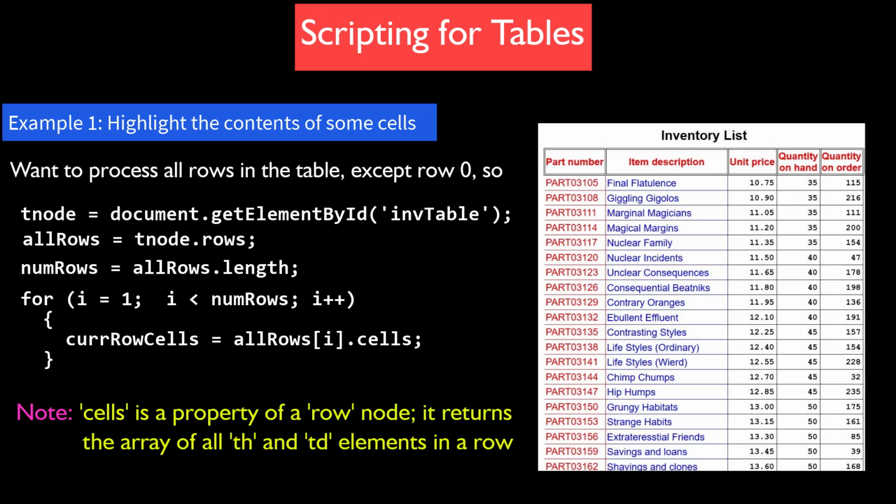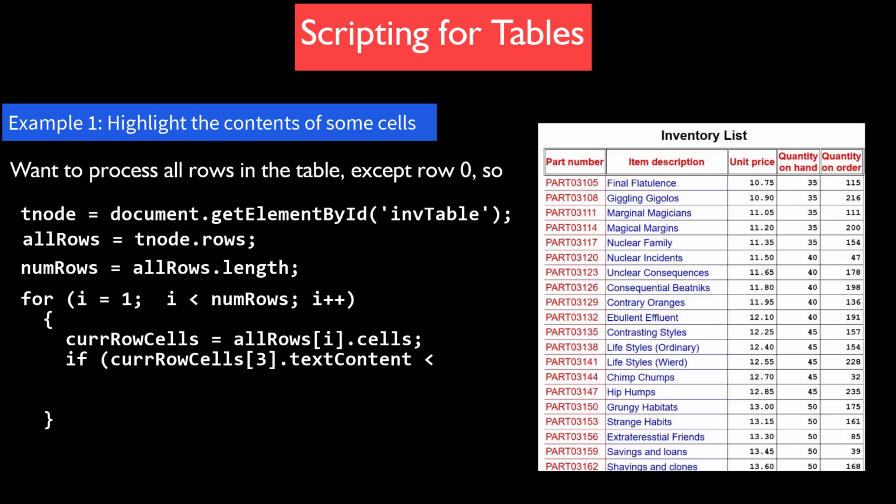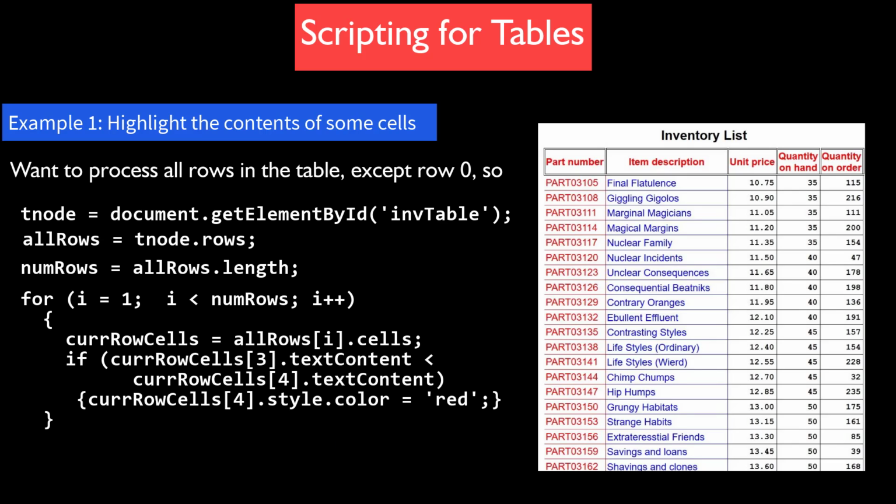Now, of all the cells in the current row we're processing, we want to see if the content of cell 3 is less than the content of cell 4. And if so, set the color in cell 4 to red. So here's our code. Our if statement says curRowCells[3].textContent. So what's in the current row, cell number 3? If it's less than curRowCells[4].textContent, if it's less than what's in the fourth cell, then curRowCells[4].style.color equals red. And that's it. Except it doesn't work.